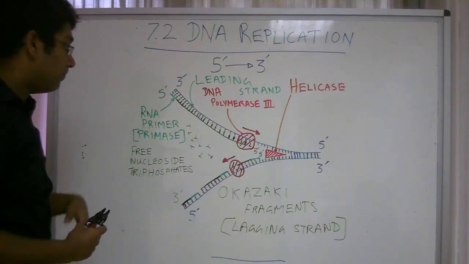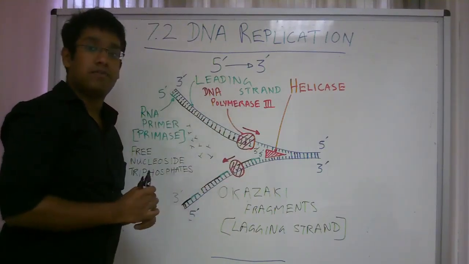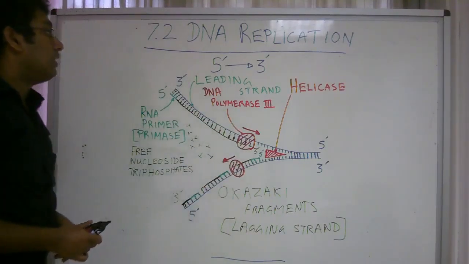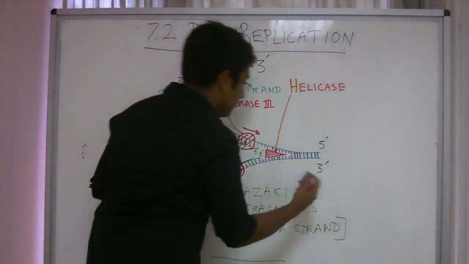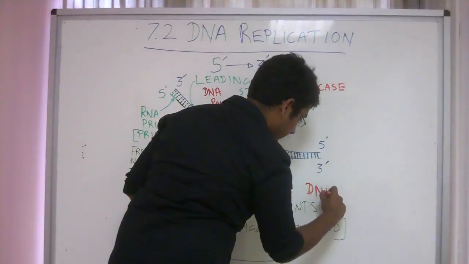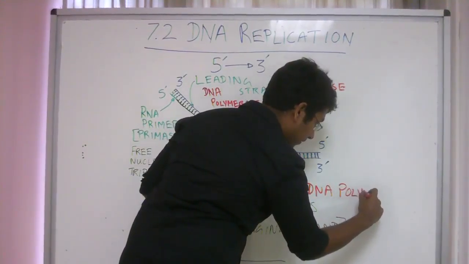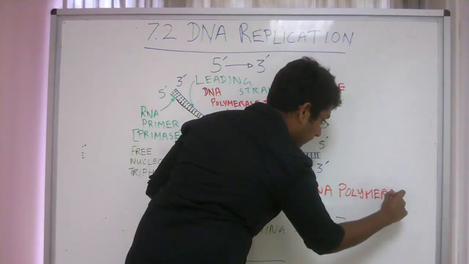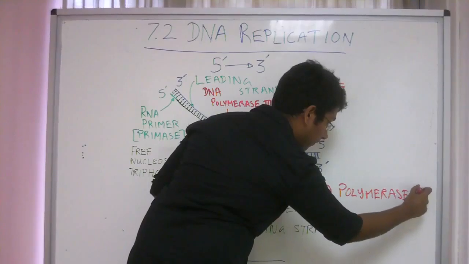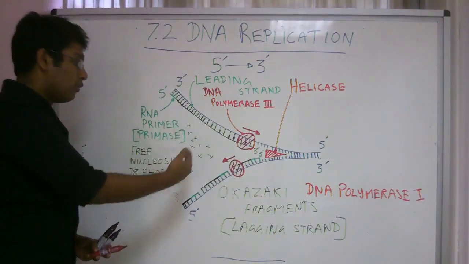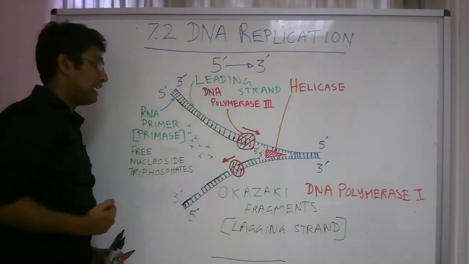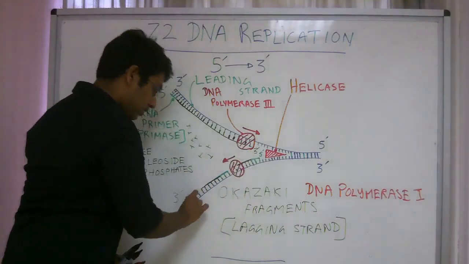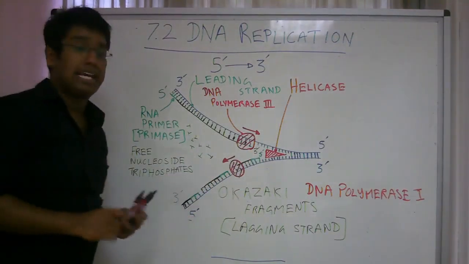Okay? Now, once this much has been completed, there are two more enzymes which come into play just before replication is completed. Of the two enzymes, the first to come into play is DNA polymerase 1. Now, you will notice that there is a short primer made of RNA on the leading strand and several short primers made of RNA on the lagging strand.